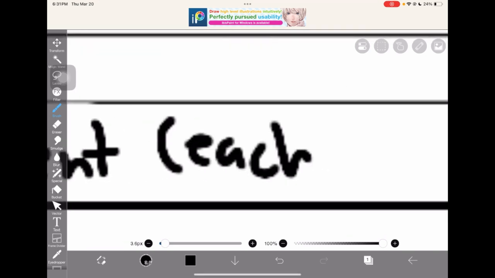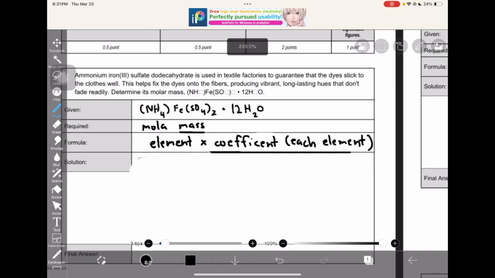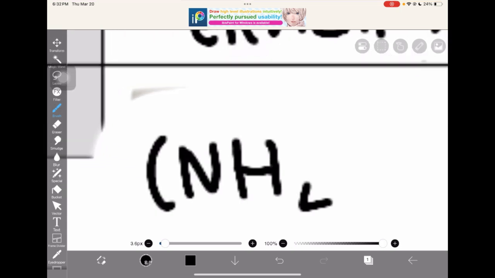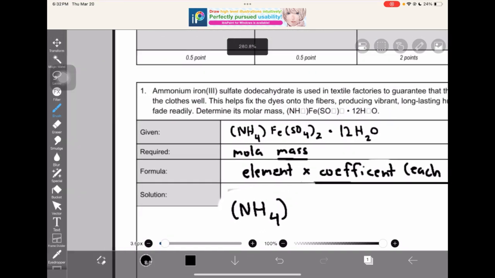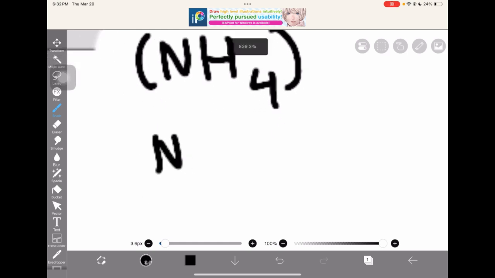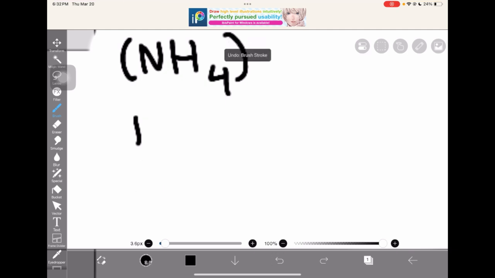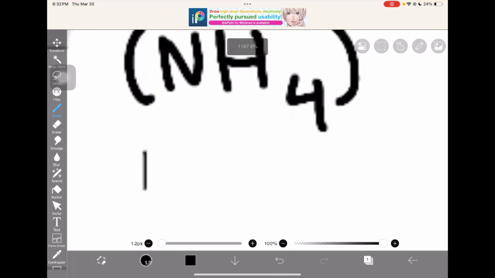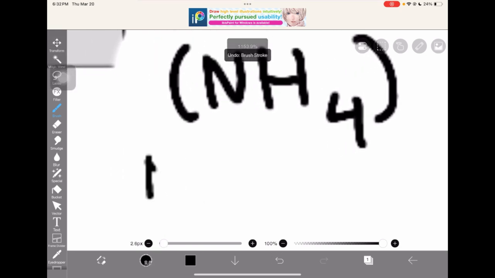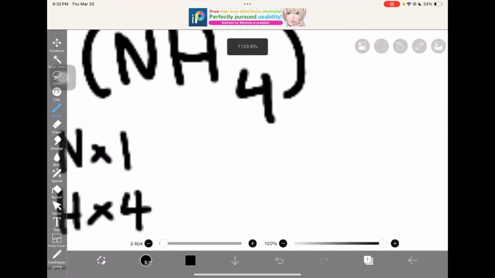Each element. Now, let's break down this one step by step. First and foremost, let's start with the NH4 part. This is just in the brackets, so we can treat this as N and H times 4. Oh my gosh, my brush is ridiculous. Okay, let me just shrink it down, sorry. Anyway, N, okay, now let's do 10. There we go. So we got N times 1 and H times 4. So let's convert that first.